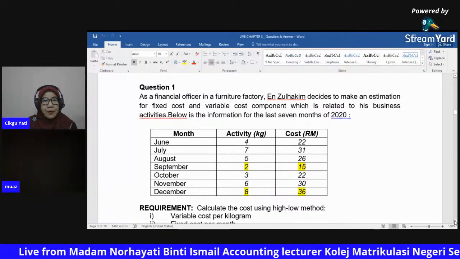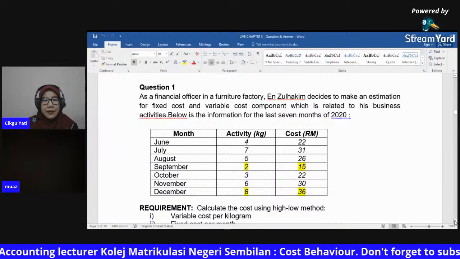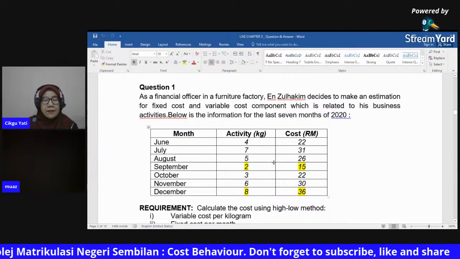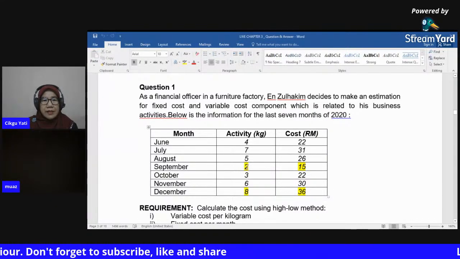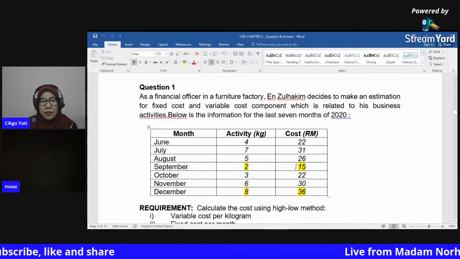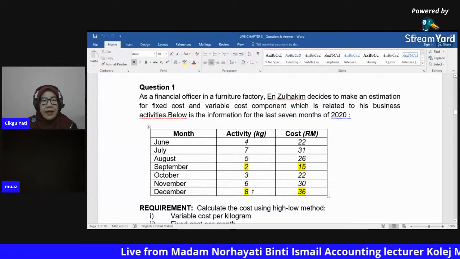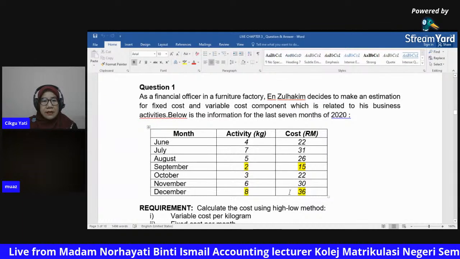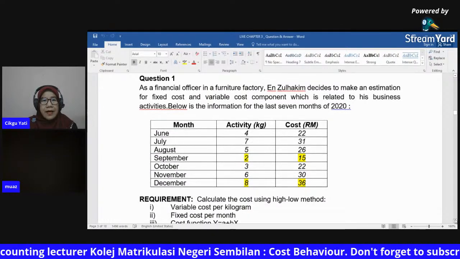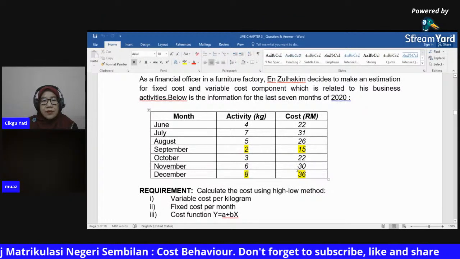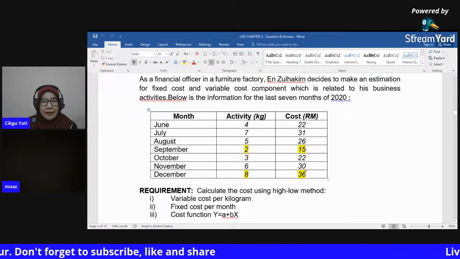So the first step, when you want to use high-low method, you must identify the highest activity. That one is in terms of kg, and the lowest. So the lowest in kg is 2 kg with the lowest cost 15 ringgit, and the highest activity is 8 kg with the highest cost is 36. So you are required to calculate variable cost per unit. And in this cost, this one we call mixed cost. So you have to segregate by using high-low method.